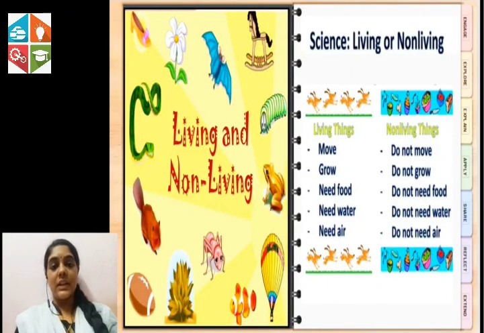So living and non-living, how do you know which organism or object is living or non-living? If an object is said to be living, then it should be able to move, grow, eat, respire and excrete. The opposite of it is a non-living thing. Non-living things do not move, they do not grow, they do not feed, and they do not respire.